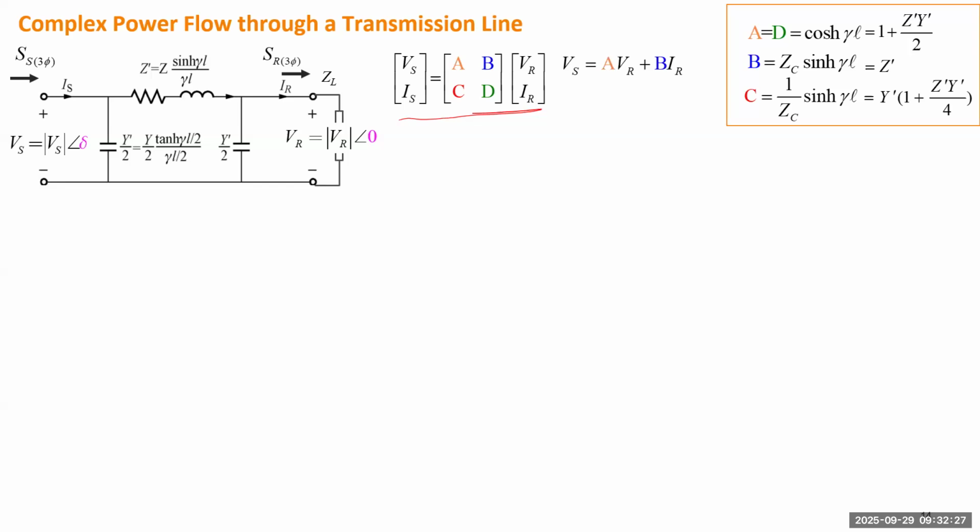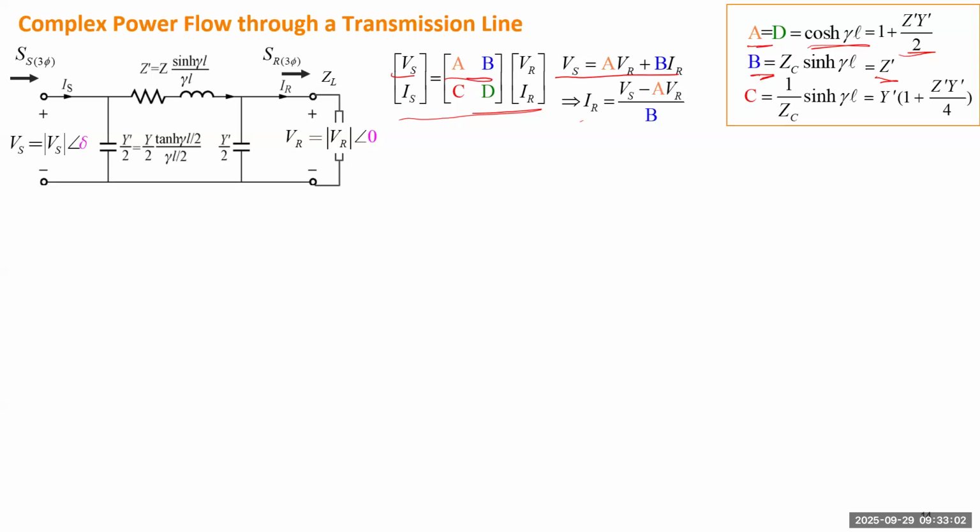current phasor. From the first line of the matrix, we can know the source voltage is just a linear combination of the voltage and the current at the receiving end, and there are two coefficients A and B. So A is actually cosh(γL). So if you know the Z prime, the Y prime, which are corrected impedance and admittance of the line, you actually can calculate A. B is simply the Z prime.